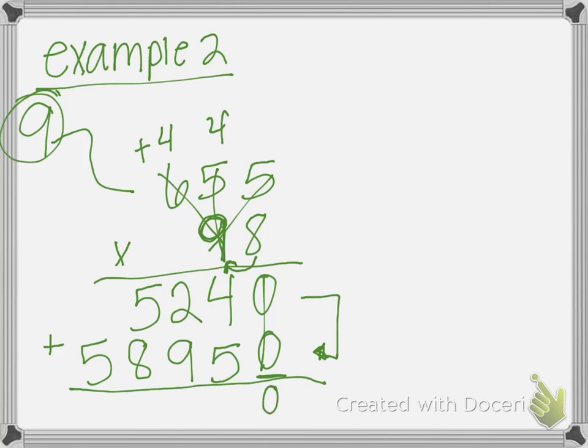So 0, 5 plus 4 is 9, 9 plus 2 is 11, drop the 1, carry the 1. Don't forget that you have to add this one up top. 8 plus 5 plus 1 gives me 14, drop the 4, carry the 1, and 5 plus 1 is 6. So my answer would be 64,190.